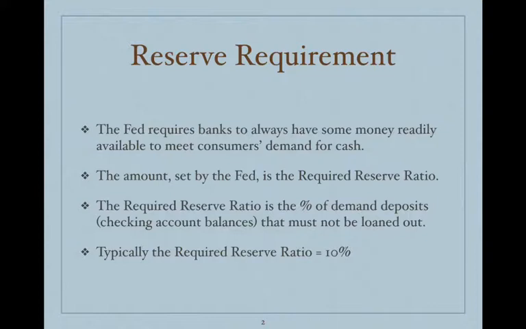It's your money. Now, the Fed chooses what they want that reserve requirement to be by manipulating what we call the required reserve ratio. And that is actually the percentage of the demand deposits. Recapping, we said demand deposits are checking accounts, and it's the percentage of those checking accounts that cannot be loaned out. Usually, that number is set at 10%.